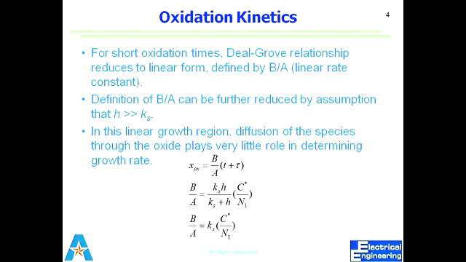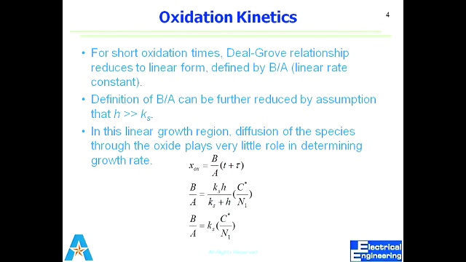So what are you always interested in? B and B over A. This is your linear rate constant, B over A, and this is your parabolic rate constant. So B over A is the linear rate constant and B is the parabolic rate constant. Now you have understood why it reduces to the linear form for short oxidation times.